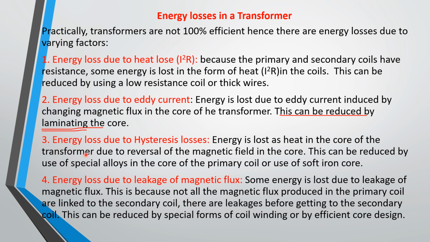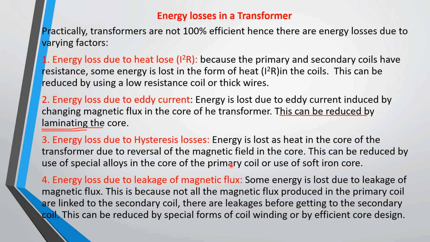Then you also have energy loss due to hysteresis. Hysteresis is heat in the core of the transformer due to reversal of the magnetic field in the core. So that is hysteresis. This can be reduced by use of a special alloy in the core of the transformer or use of a soft iron core.